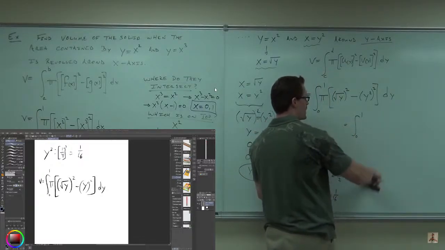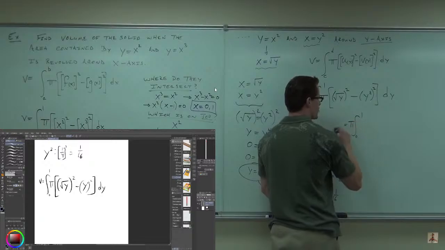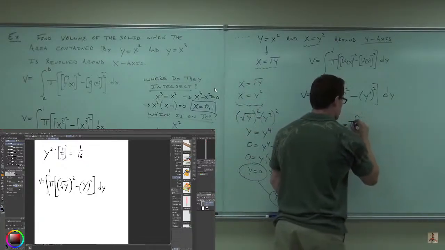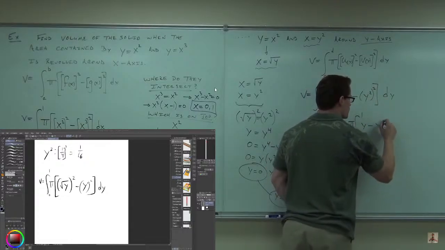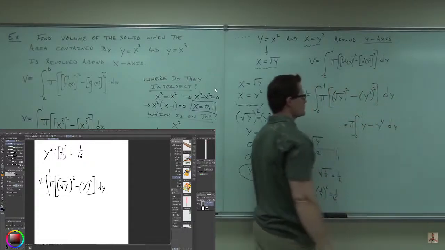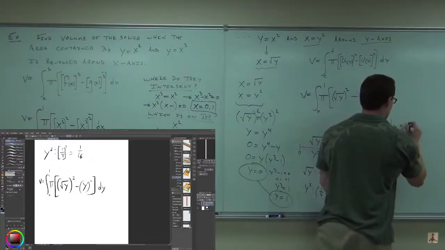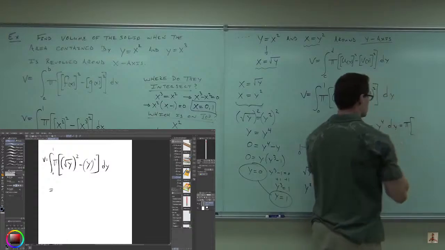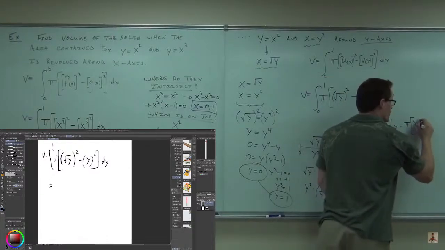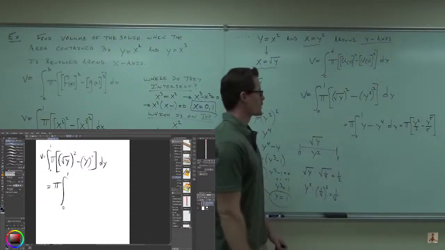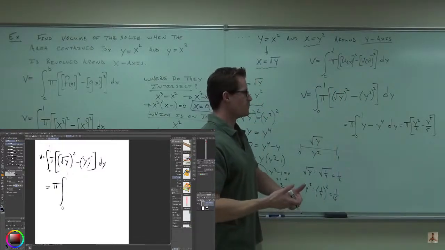You know, maybe I'll pull that pi out of here. We got a constant anyway, we may as well pull that out. Square root of y squared, that's kind of nice. I just get y. Minus, this is going to give you y to the 4th dy. Not such a bad integral to do after all. We get a pi. We're going to get y squared over 2 minus y to the 5th over 5. And we're evaluating from 0 to 1.